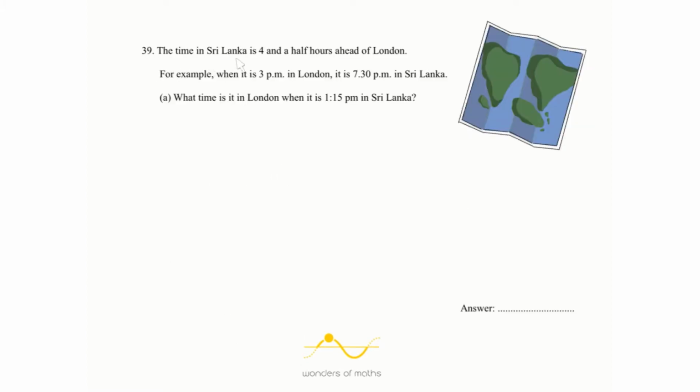The time in Sri Lanka is 4.5 hours ahead of London. For example, when it is 3 p.m. in London, it is 7:30 p.m. in Sri Lanka. What time is it in London when it is 1:15 p.m. in Sri Lanka?